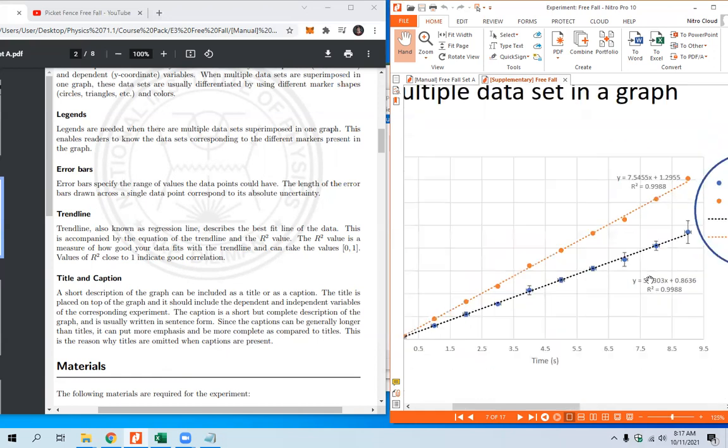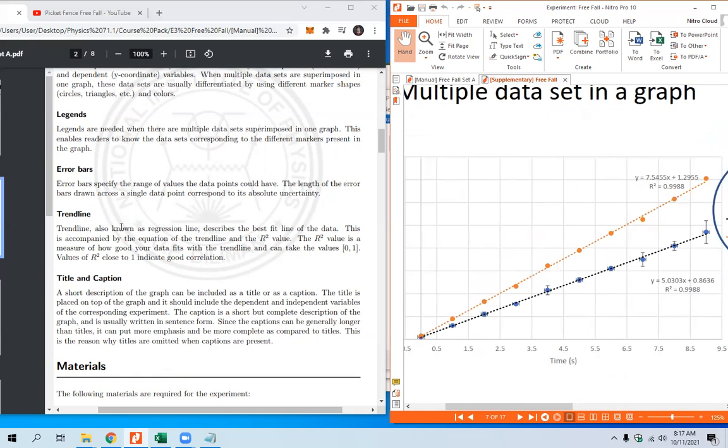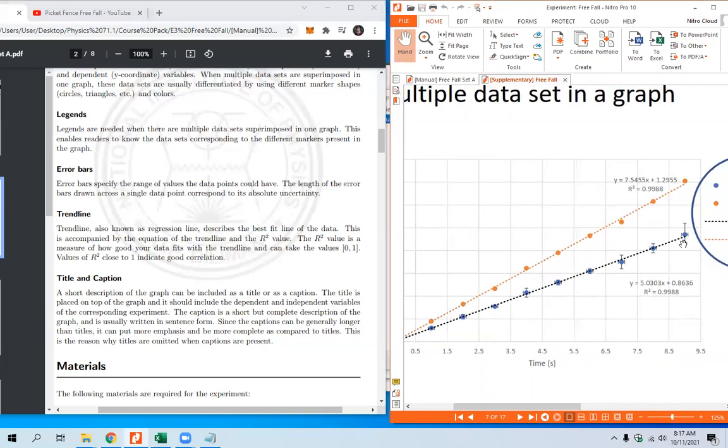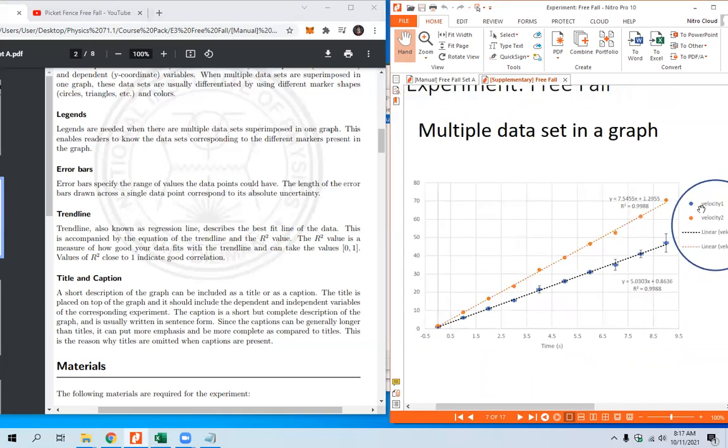Next is a trend line. Ang trend line, which is also known as a regression line, is a best fit line of the data. In other words, ang isang trend line, which is represented by the dotted lines here for both velocity 1 and velocity 2, a trend line describes, well, as the name implies, the trend that a dataset follows. It can be used to predict values if needed. For example, may trend line ako dito na kulay black.